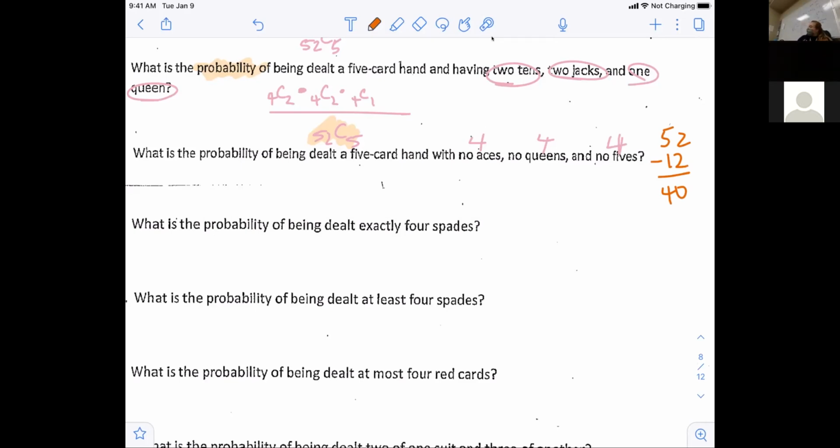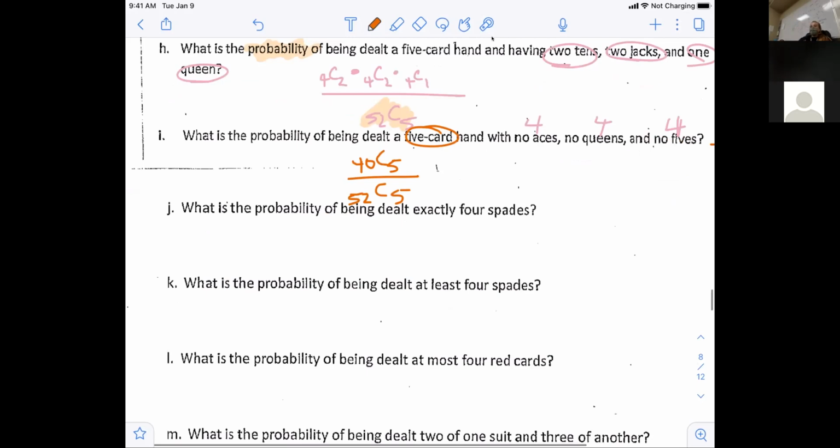So there are 40 cards that I can choose from if I don't want aces or queens or 5s. So that means that I have 40 choose 5 that I can choose for my hand, and it's divided by my total, 52 choose 5, because that's what I'm dealing. So I want 5 cards in my hand. And so that's what all of these problems are. We're dealing 5 each time.